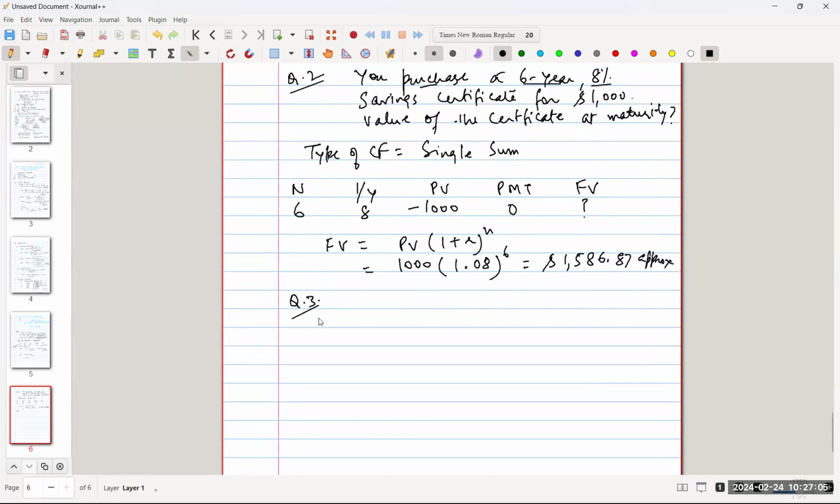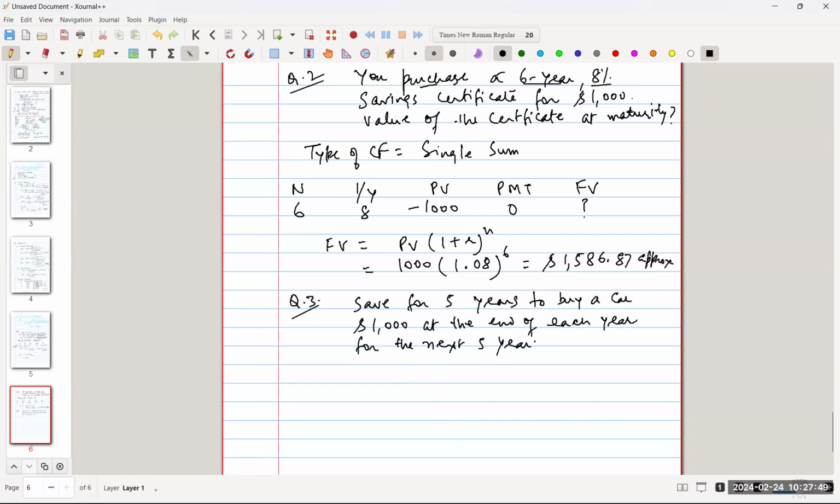Let's say you decide to begin saving towards purchasing a new car in 5 years' time. So the plan is to save for 5 years to buy a car, right? And when you look at your financials, you think that you will be putting up $1,000 at the end of each year for the next 5 years in a savings account. And the savings account pays us something, I don't know, 6% per annum.